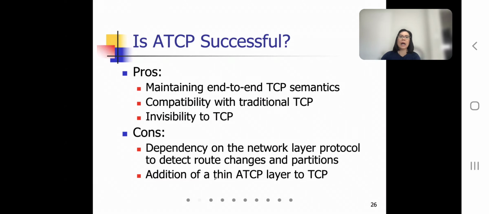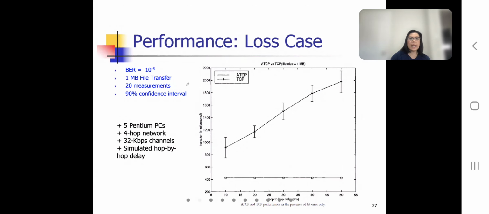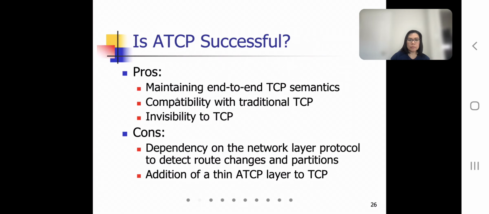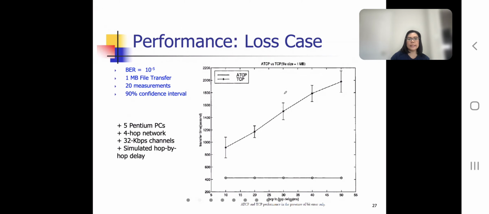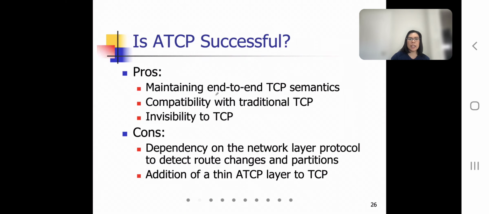Okay, so is ATCP successful or not? Obviously, it's successful in the sense that it maintains end-to-end TCP semantics. It doesn't change any TCP semantics. It's compatible with traditional TCP and it's invisible to TCP.